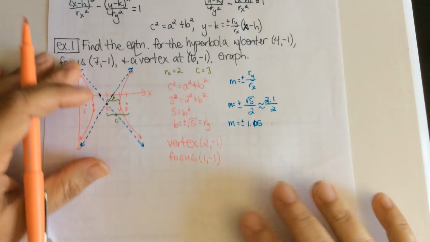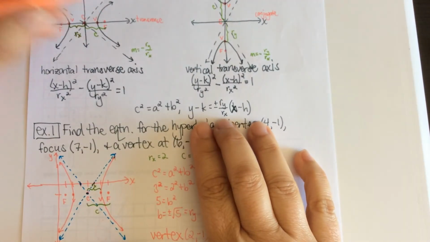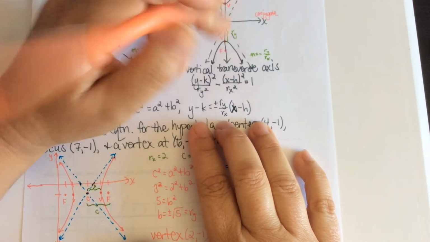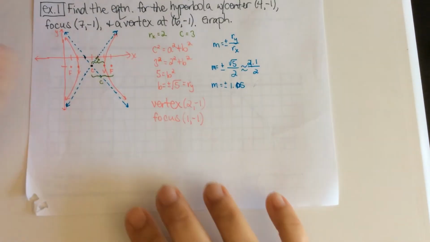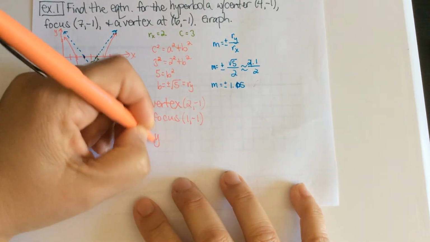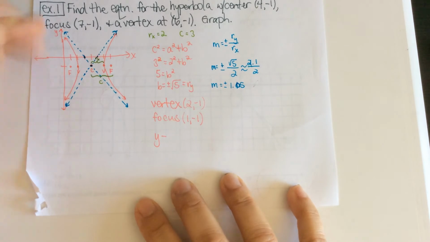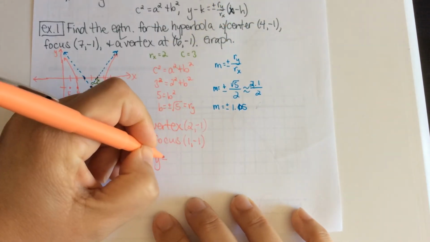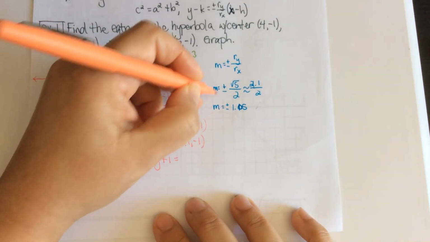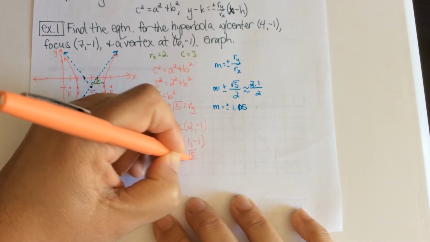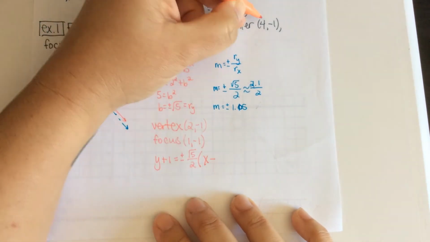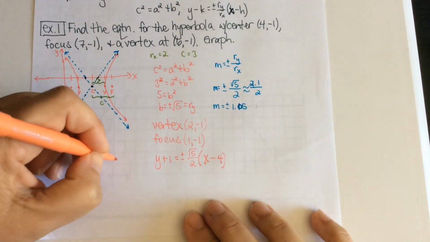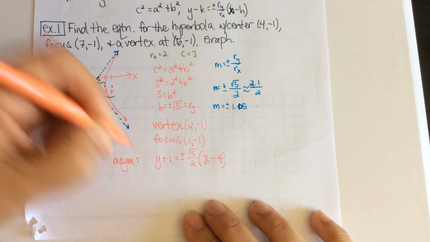So let's write that equation. This is just point slope form, by the way. y minus y1 equals m times x minus x1. Don't overcomplicate that. It's just point slope form. So I'm going to go y minus the y coordinate of the center equals the slope times x minus the x coordinate of the center. So this is the equation for the asymptotes.